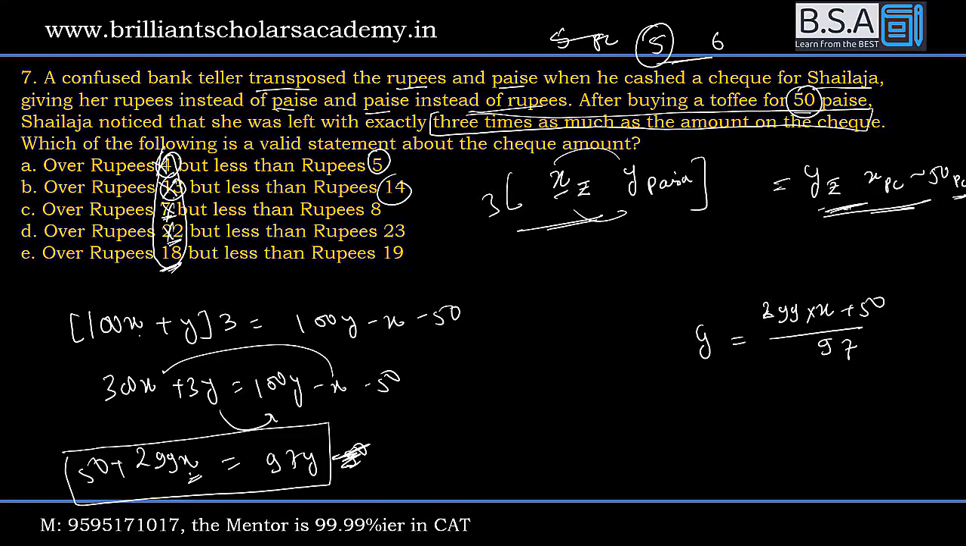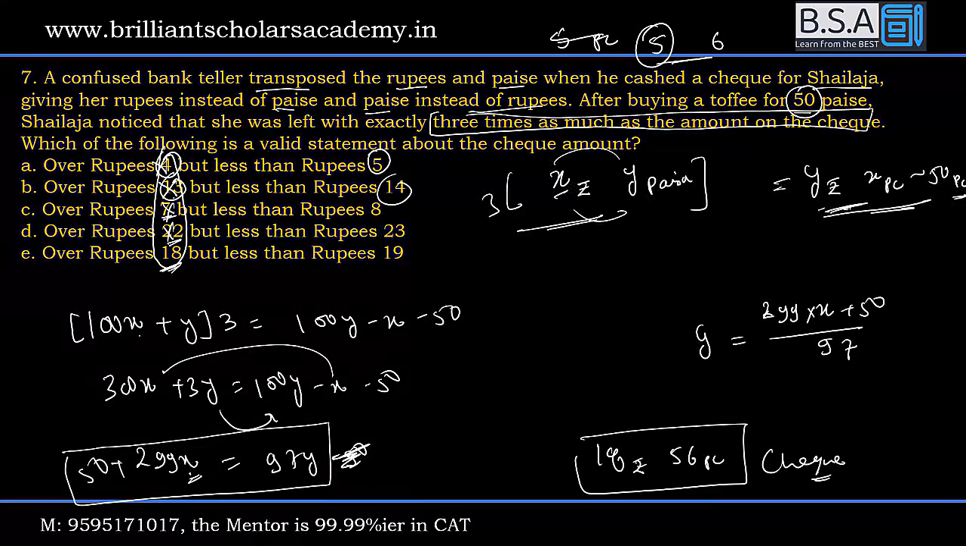Only option E fits. 299 into 18 plus 50 divided by 97, absolutely. So what I get is 18 rupees and 56 paisa was the check amount. Check amount was 18 rupees 56 paisa. So do not panic seeing such big coefficients. The question will be solved, make sure you are following proper steps. To avoid calculation mistakes, you can use a calculator also.